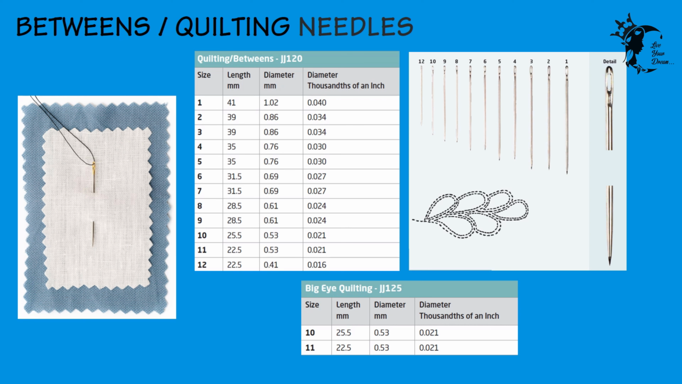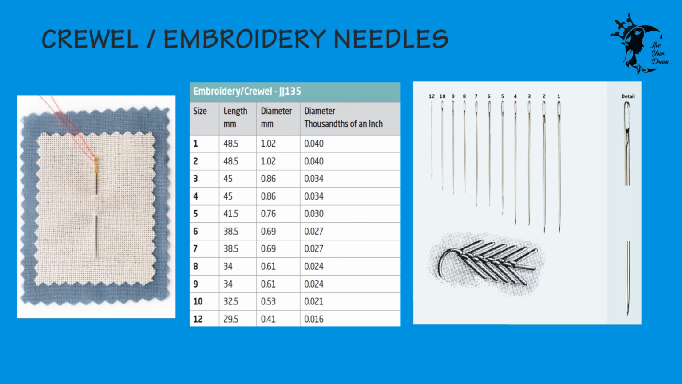Sizes 7, 8 and 9 are recommended for beginners for stitching quilts. Crewel or embroidery needles have a long eye, making them more suitable for easy threading of thicker and multiple strands of threads, which makes them perfect for decorative stitching. They are used for most embroidery work on tightly woven fabric. The more popular sizes used in embroidery are sizes 7 and 9.